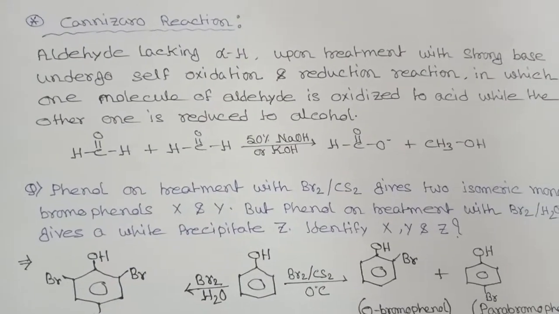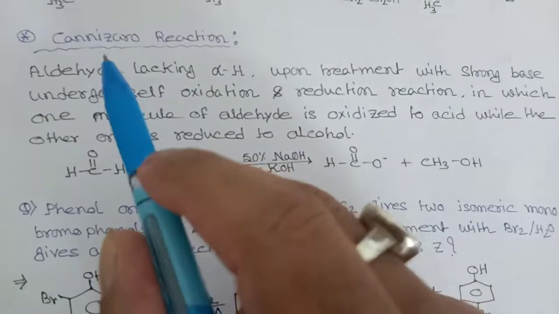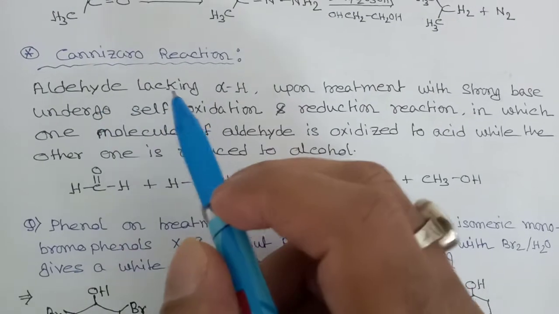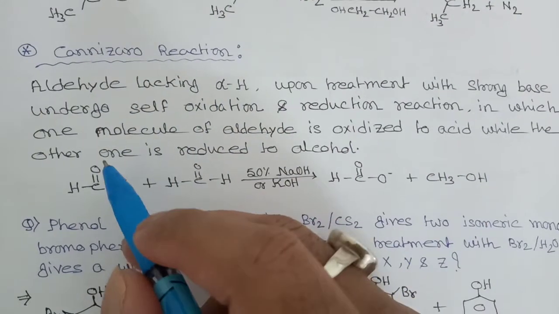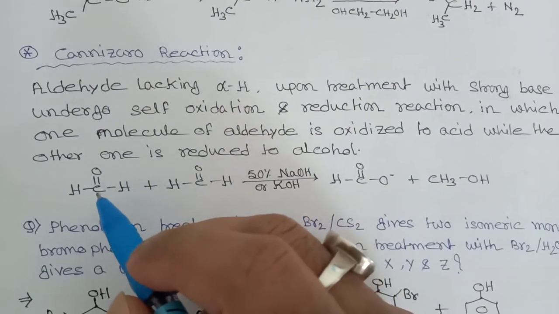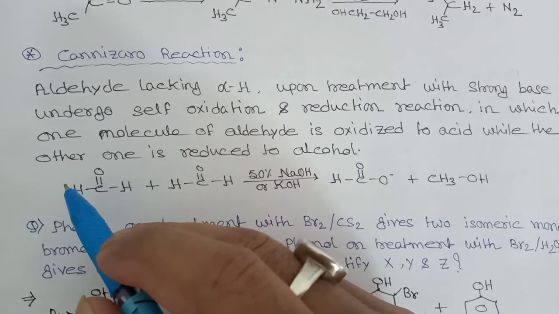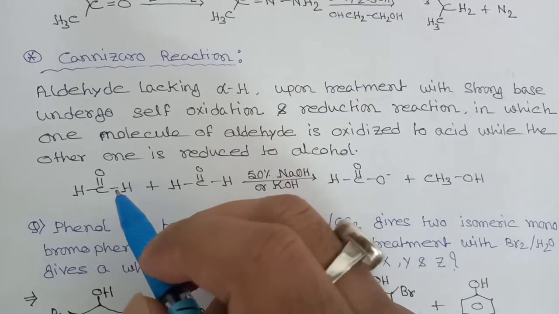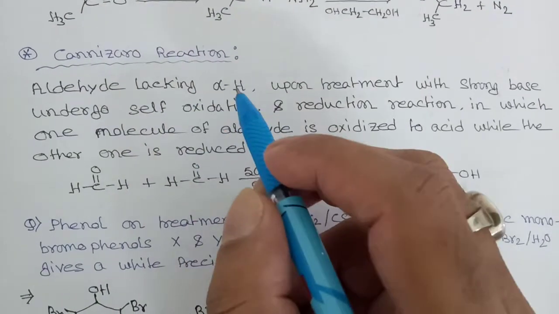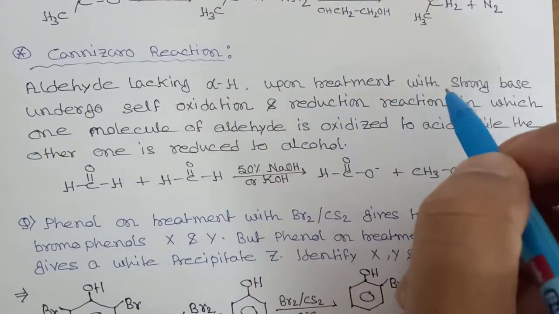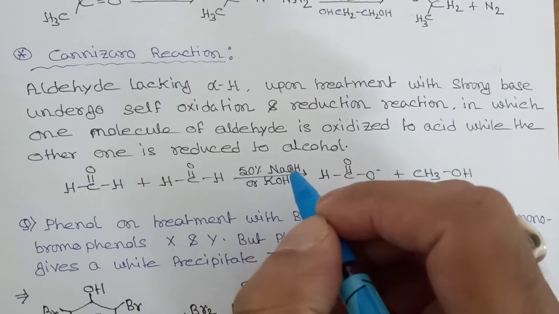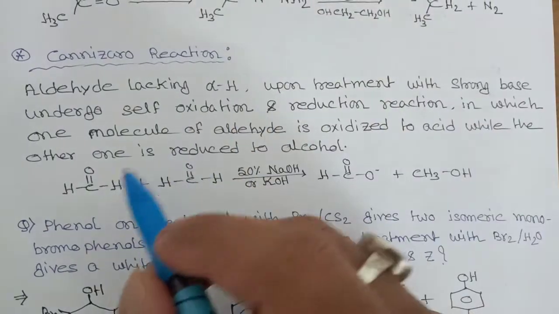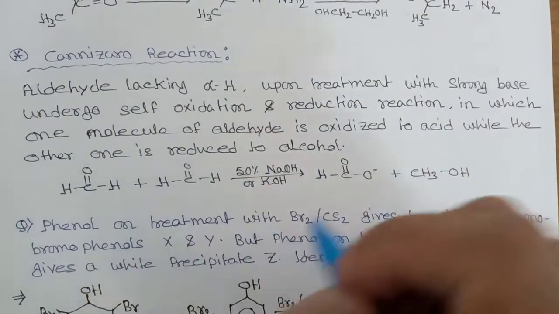Now we will learn another name reaction which is known as the Cannizzaro reaction. Aldehyde lacking alpha hydrogen. This is an aldehydic group and this carbon has no alpha carbon, so there will be no alpha hydrogen. This type of molecule is formaldehyde and it lacks alpha hydrogen. Upon treatment with a strong base like 50% NaOH or KOH, it undergoes self-oxidation and reduction. It will oxidize, and again it will reduce.